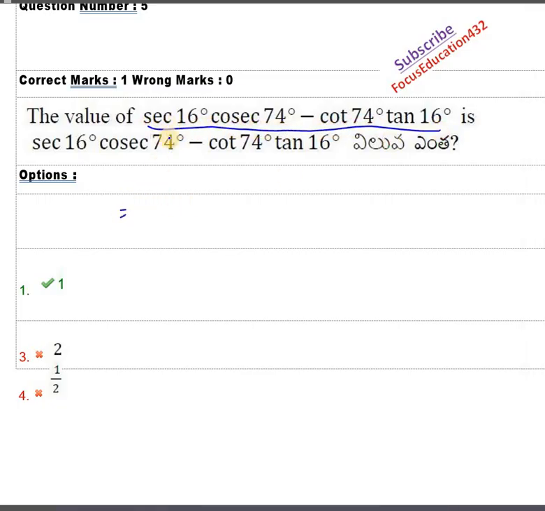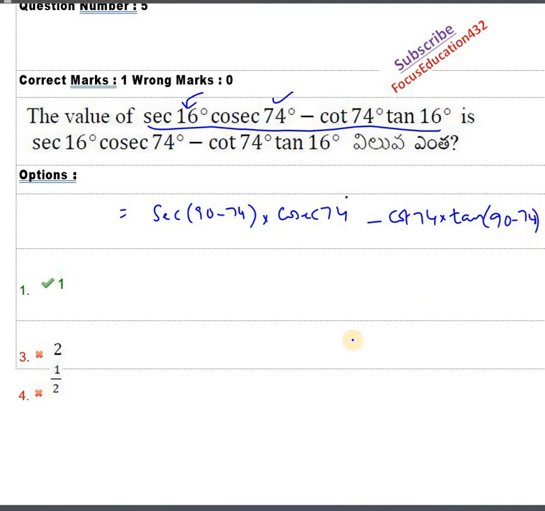So I will write here, sec 16 we can write as sec of 90 minus 74. From this number you will get the hint. 16 is nothing but 90 minus 74. Multiplied by cosec, don't change cosec, keep it as it is, 74 degrees. Minus cot 74 we keep as it is, because we are keeping 74 here. Cot 74 multiplied by tan 16, which we can write as tan of 90 minus 74.